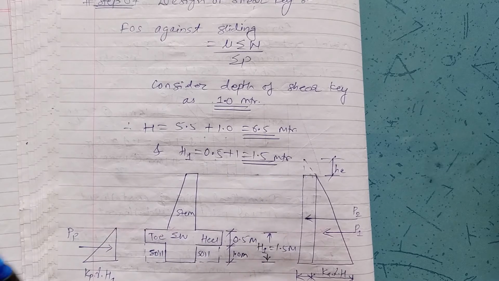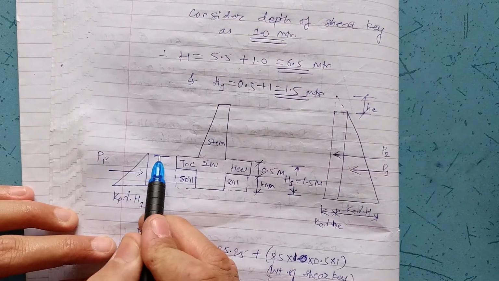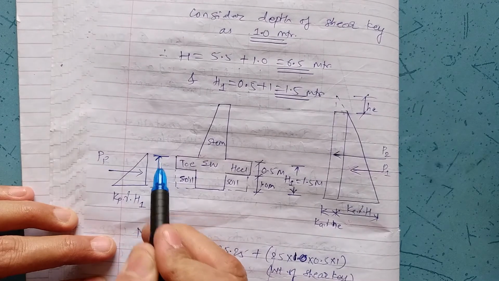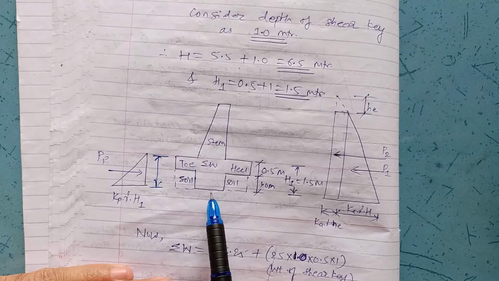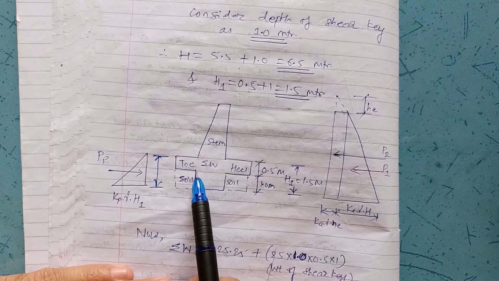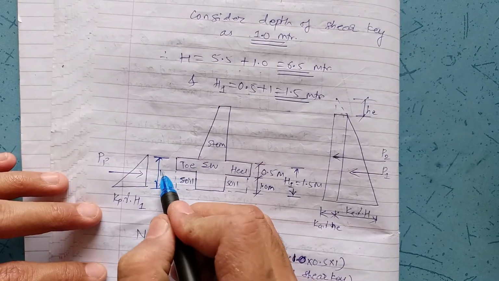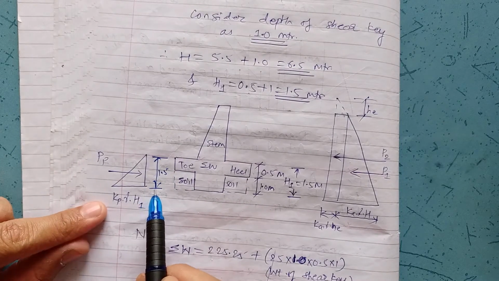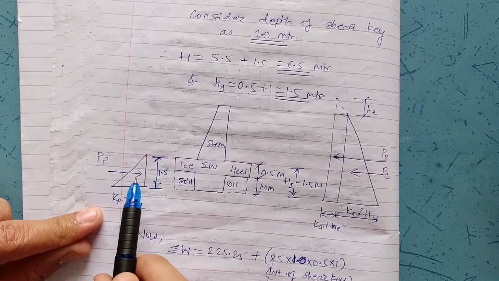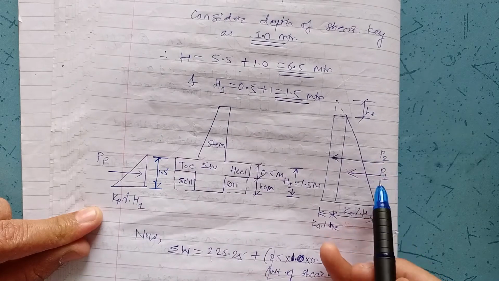Now what actually is H1? H1 is nothing but the depth of the retaining wall, considering the depth of this base slab plus the depth of this shear key. The depth of this shear key we have provided is 1 meter and the depth of this base slab we have provided is 0.5 meter. Hence in total this H1 will become 1.5 meter. And as this depth has increased, passive pressure will act, and this passive pressure will be against the lateral pressures P1 and P2.